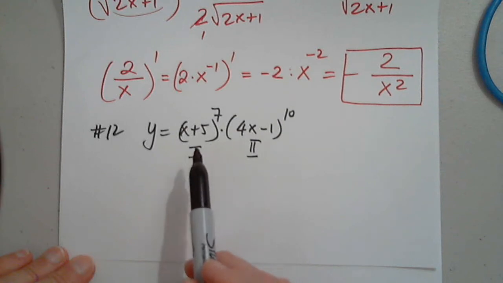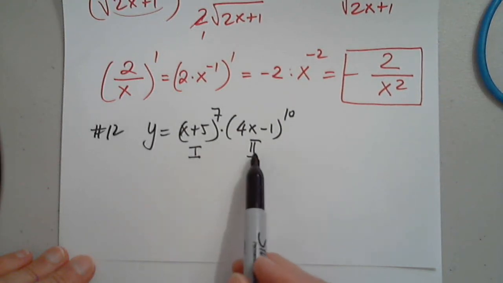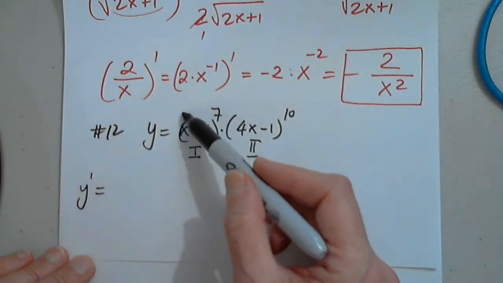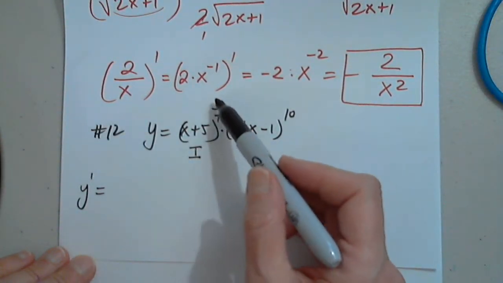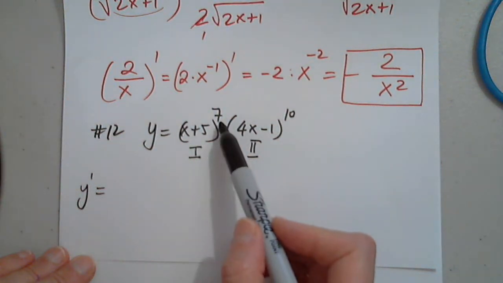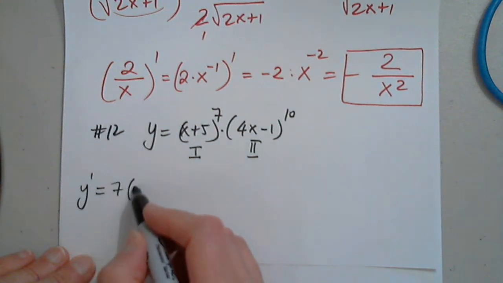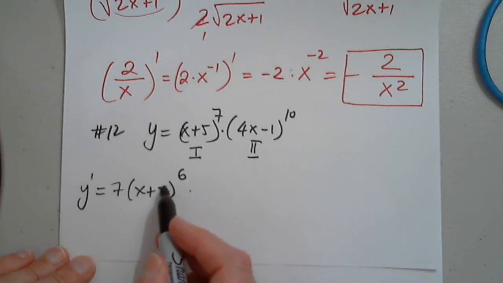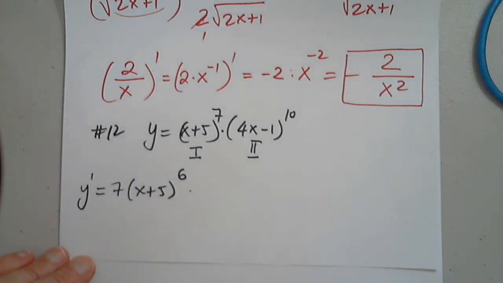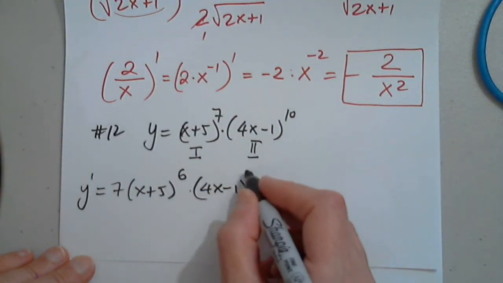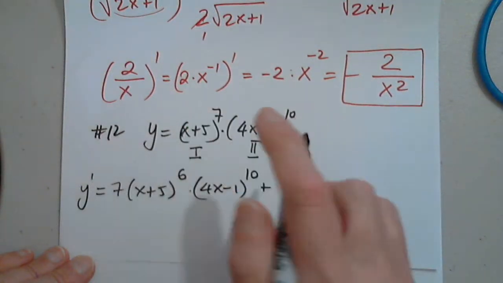y prime equals 1 prime times 2 plus 1 times 2 prime. So y prime equals this function prime. Can anyone help us with this? Bring 7 down, subtract 1 from the power, times the inner function prime. What is the inner function prime? 1. That's it. So now I have to copy 4x minus 1 to the 10th power, plus. I copy the first one.